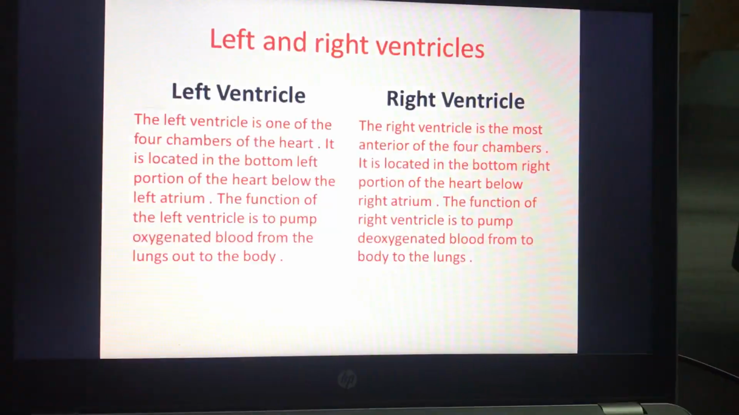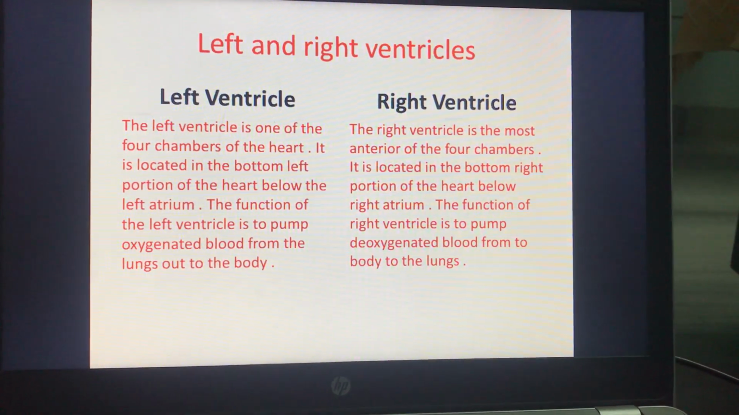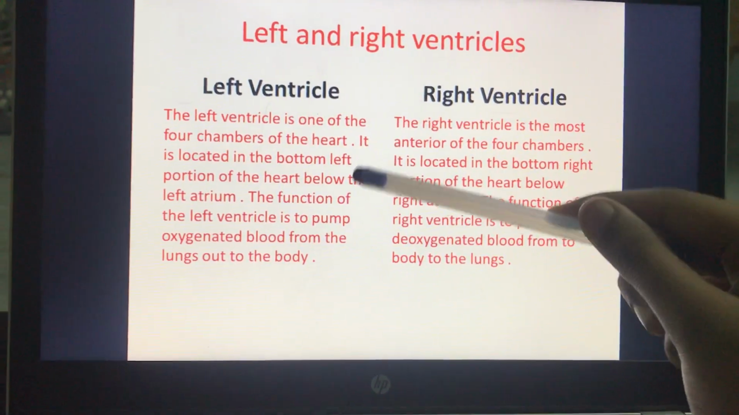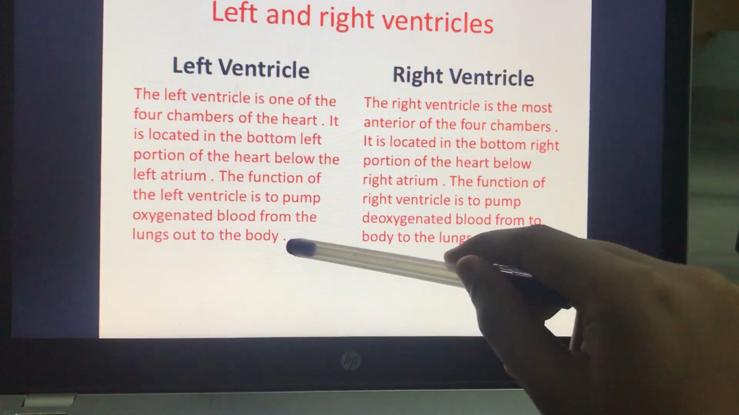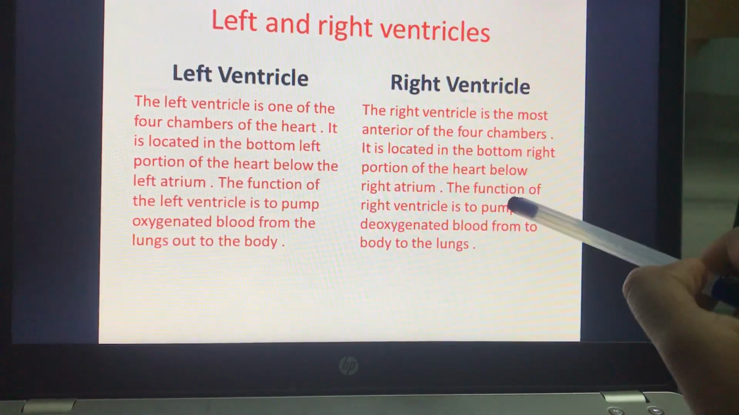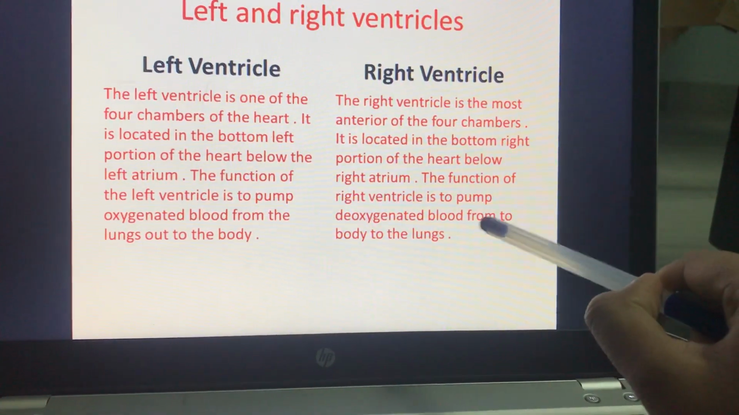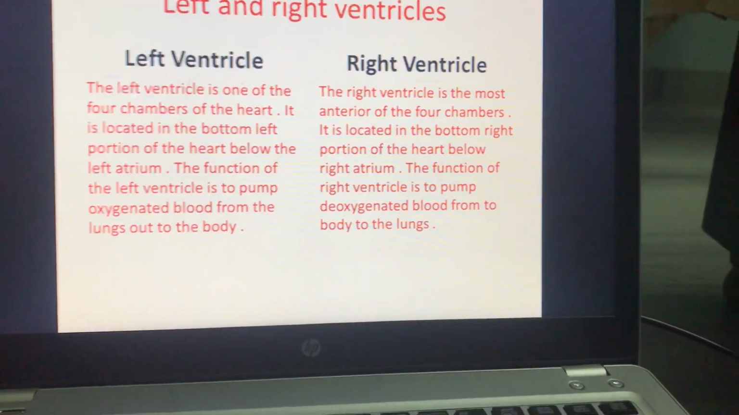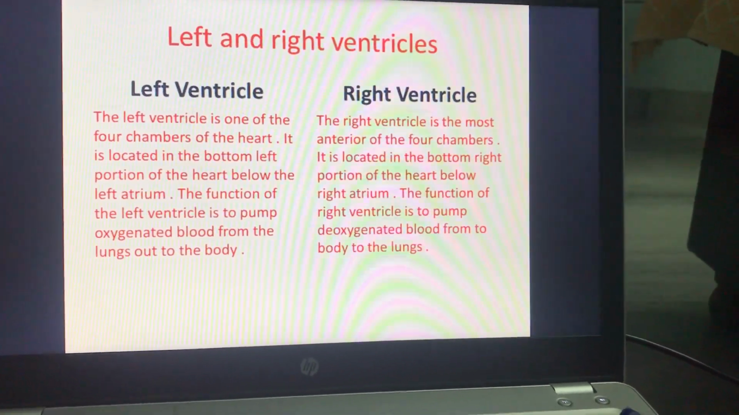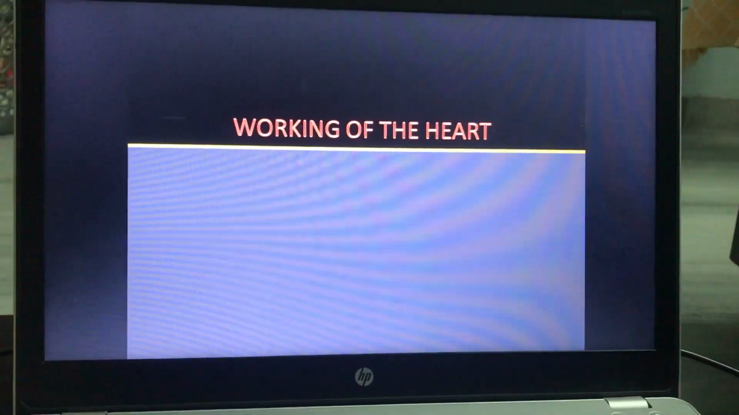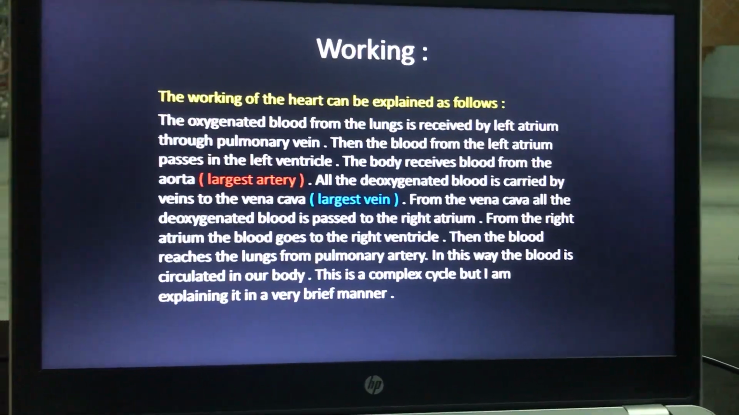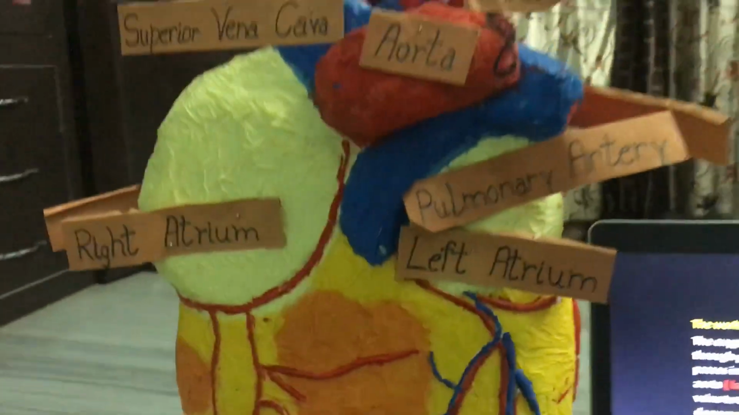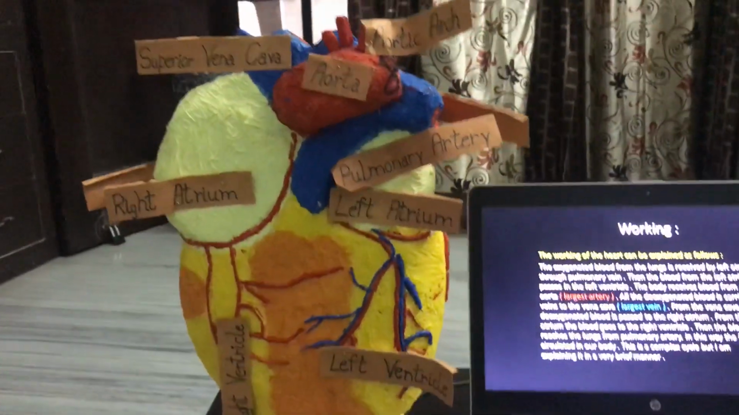So the difference between left and right ventricle: the left ventricle pumps oxygenated blood from the lungs out to the body, whereas the right ventricle pumps deoxygenated blood from the body to the lungs. So let us see now the working of the heart, which is the main concept. It is very boring to learn like this. So let me explain to you through this model which is prepared by me.